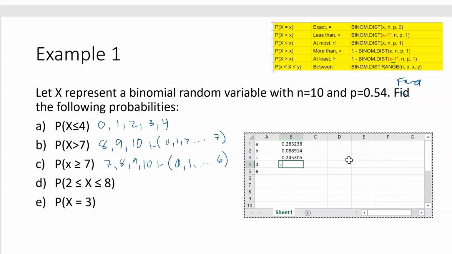Now, when we do a between, we're going to do binomial distribution range. Our n this time goes first, 10, our p goes next, 0.54, and then x and y. We want to make sure we do the lower bound and then the upper bound, and that's the probability that x is between 2 and 8. And when we're looking at exactly, that's the binomial distribution of 3, 10, 0.54, and this time it's 0, and that is the probability that x is exactly 3.